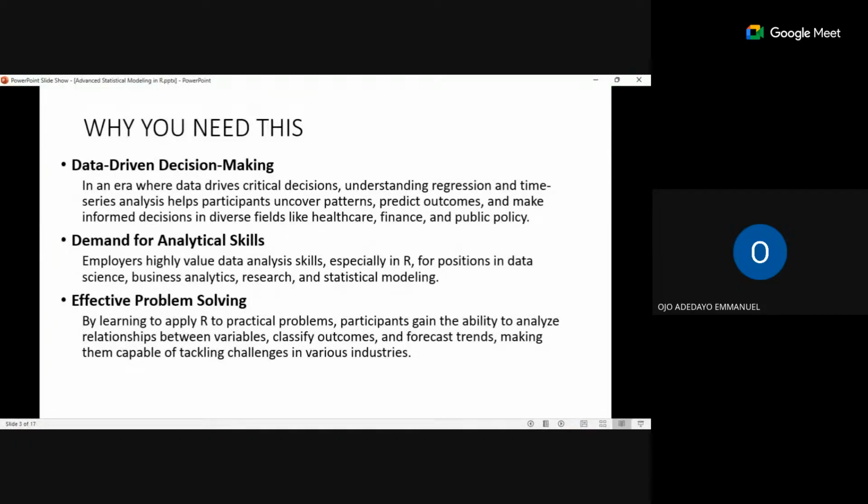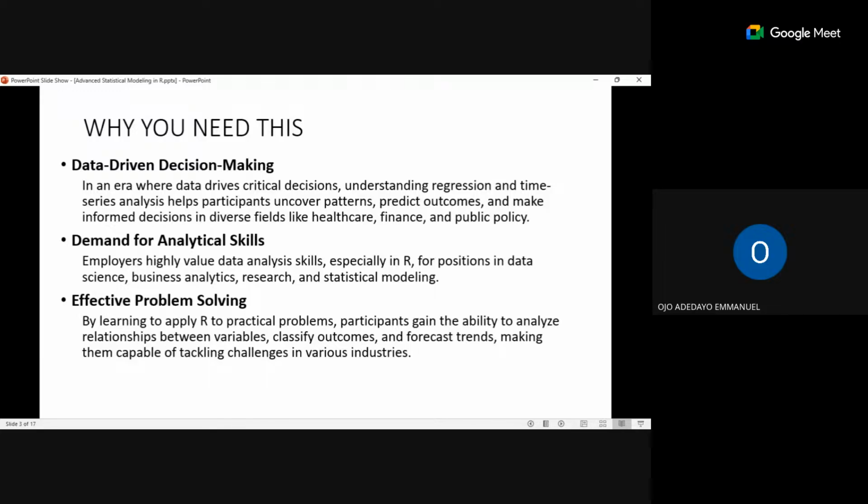Another reason why you still need this class is effective problem solving. By learning to apply R to practical problems, participants gain the ability to analyze the relationship between variables. Let's say, for instance, I have height and weight. I want to analyze, is there any relationship between the height and the weight? With the knowledge of regression, I can check whether there's a relationship between height and weight. Okay, I've established that there is a relationship. What type of relationship? Is it a negative relationship? Is it a positive relationship?